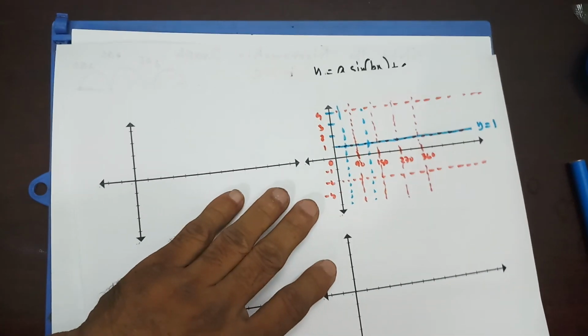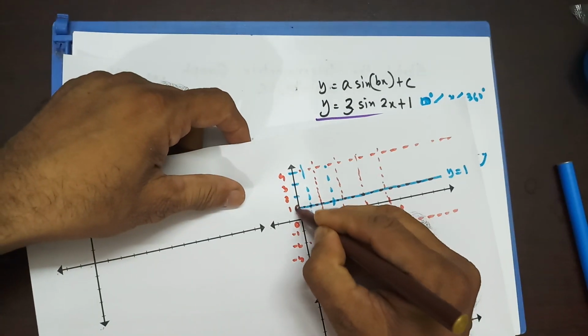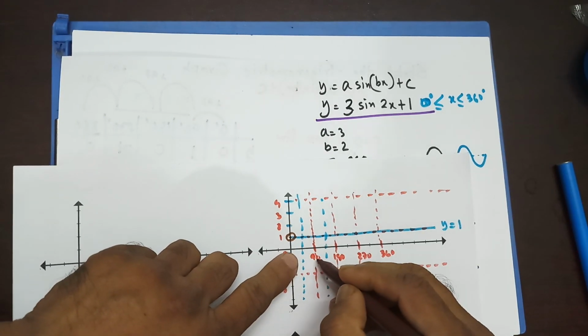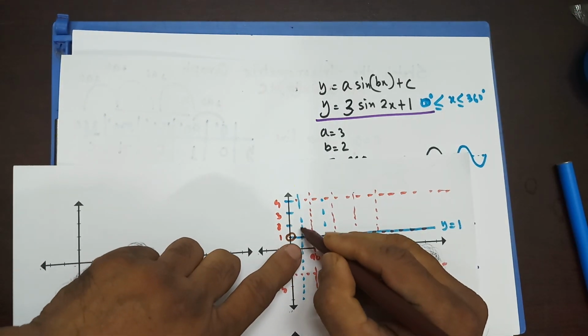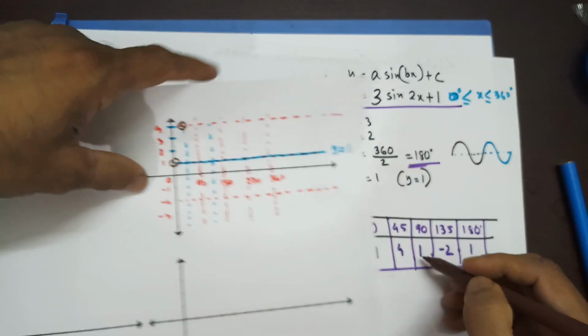Let's deal with one of them. At 0, it's 1. At 45, it's 4. So this is 45, in between 0 and 90, 1, 2, 3, 4. It's over here.